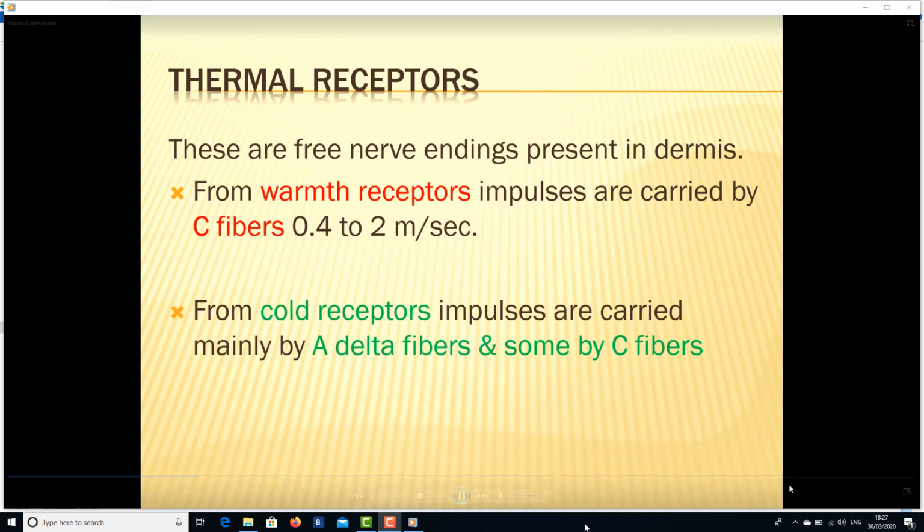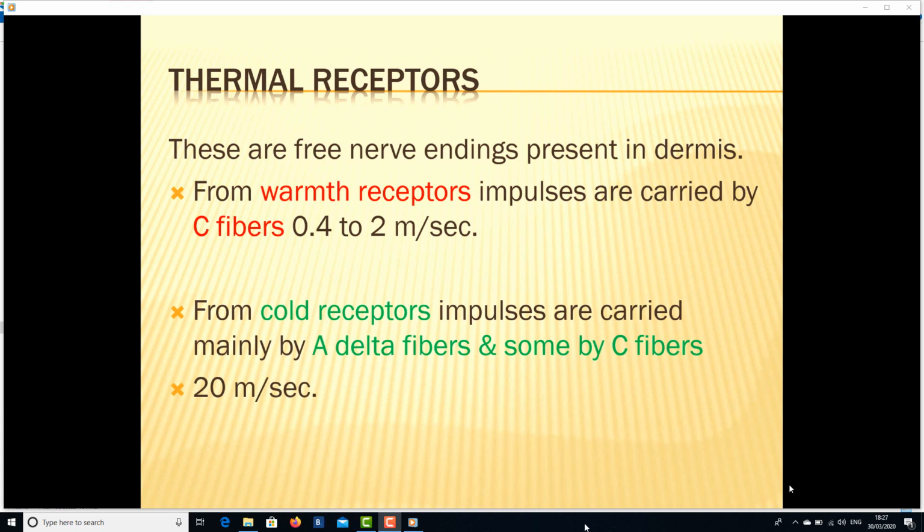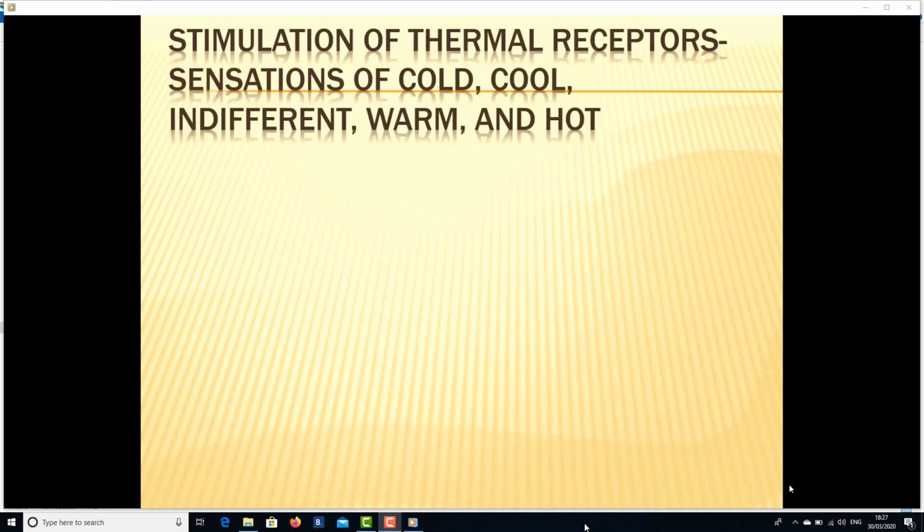For cold receptor impulses, we have different types of nerve fibers. We have A delta fibers and C fibers, which have a speed quite high in comparison to the warmth receptors, around 20 meters per second. Now we are going to talk about the stimulation of thermal receptors, sensations of cold, cool, indifferent, warm and hot. These are the different gradations of temperature ranges which we feel.